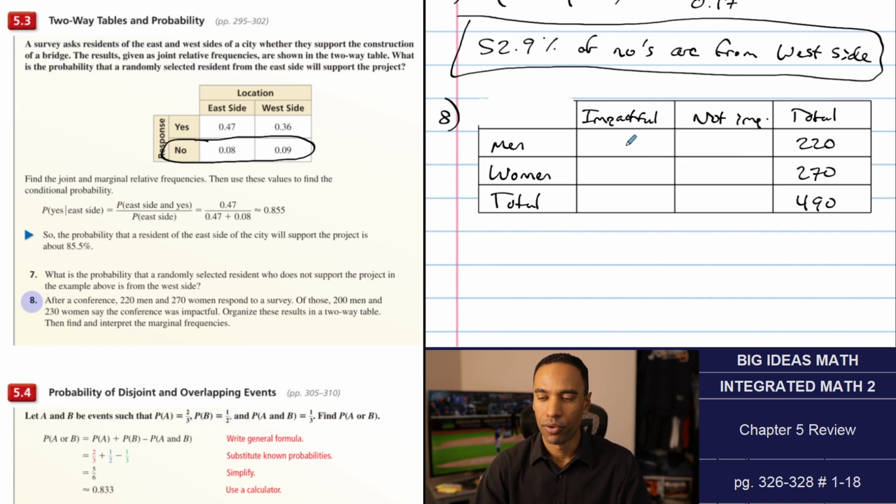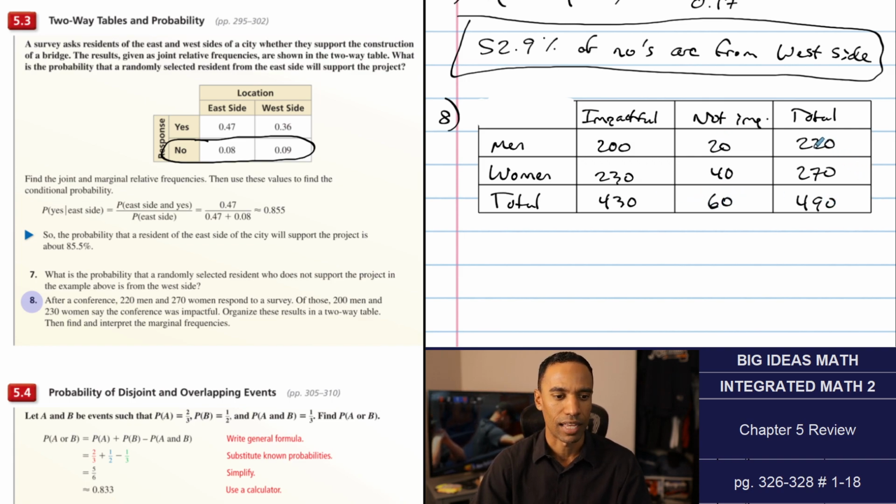Of those, 200 men said it was impactful. 230 women said it was impactful. That means if 200 men said it was impactful, then 20 said it was not. If 230 women said it was impactful, 40 said it was not. You can also gather these totals: 430 total said it was impactful, 60 said that it was not impactful, and once again, 430 plus 60 is 490. That's the two-way table.